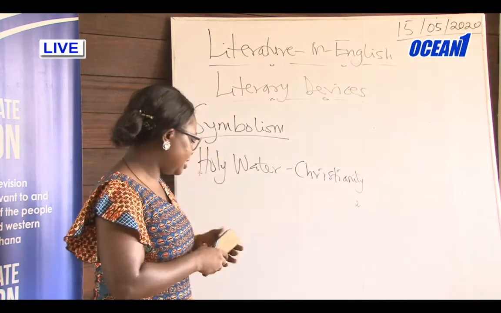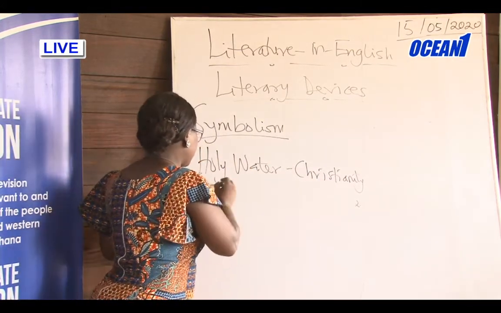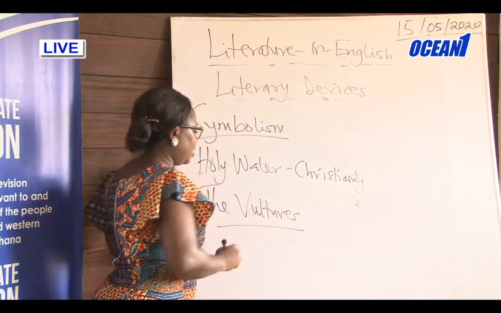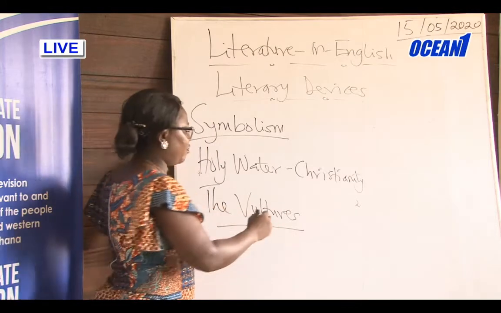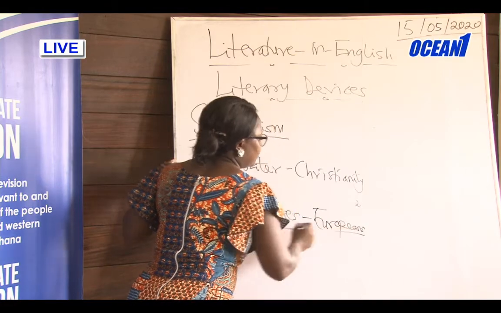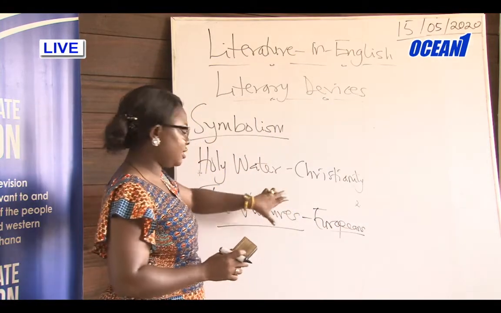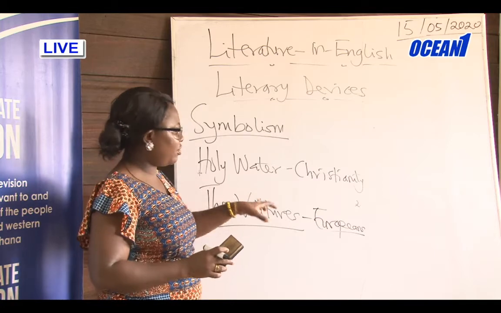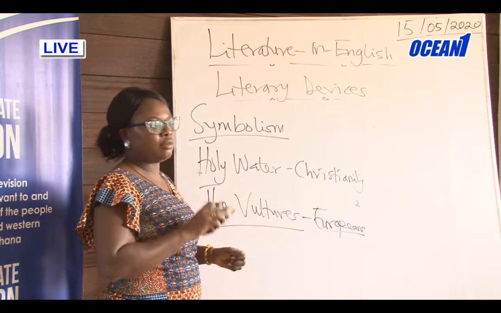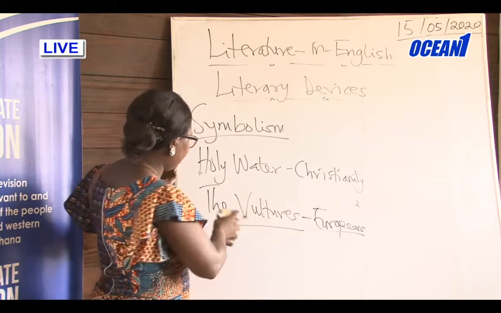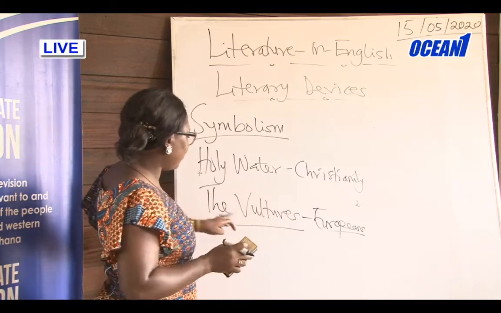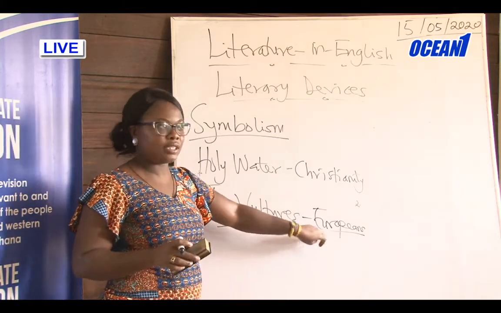And then in the poem itself, the title is The Vultures. Here, he uses the vultures to refer to the Europeans. So the vultures itself is symbolic, referring to the Europeans who according to him, came to exploit Africa. So we have holy water standing for Christianity in that poem, and then the vultures for Europeans in that poem.